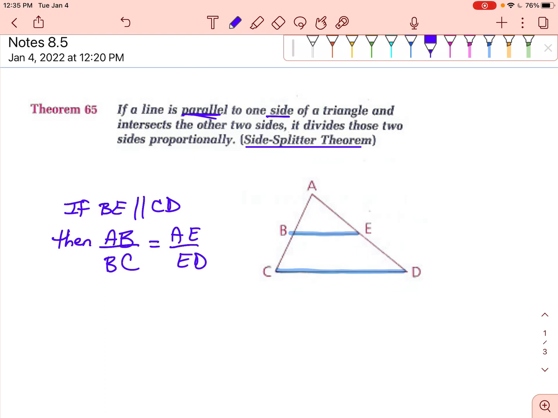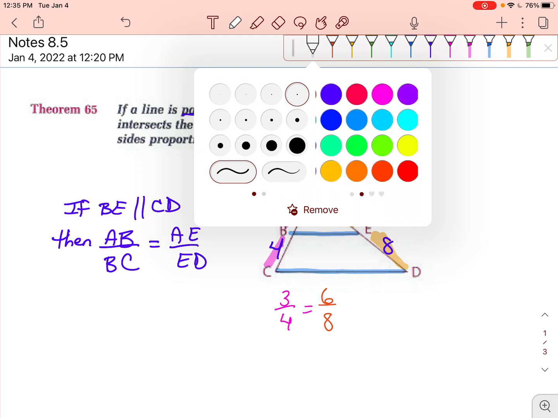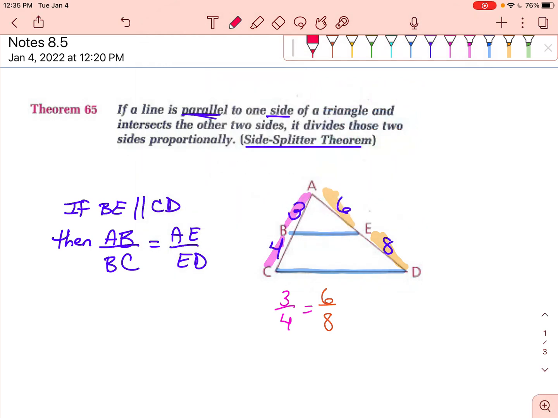So for example, let's just say if this is 3 and this is 4, hypothetically, then this is 6, this would have to be 8. So if you actually matched up the proportions, this little piece over this little piece, that proportion has to equal that other proportion. So that 3 over 4 has to be the same as that 6 over 8. Okay, so this will be true if the lines are parallel. If the lines are parallel, it splits the sides proportionately.